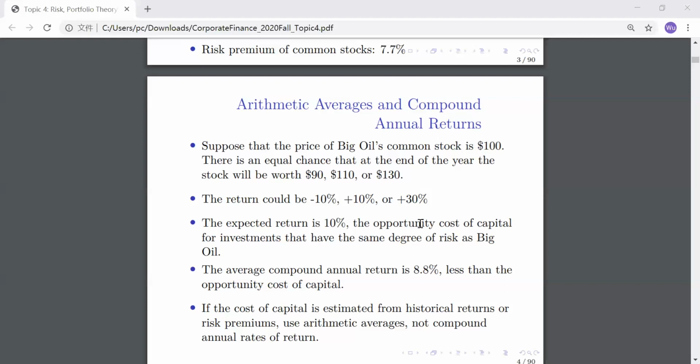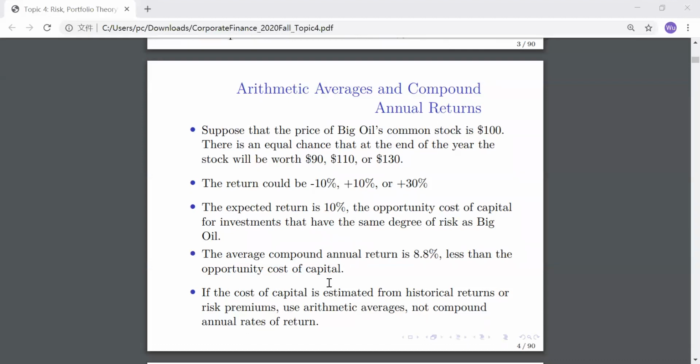So the takeaway is that we usually focus on using the arithmetic average. We use the arithmetic average to calculate the historical average, and sometimes use that as one way to think about future returns, or as a kind of signal for the opportunity cost of capital. If we want to use historical returns or risk premium to estimate the cost of capital, like we did in this example, where we used the average of -10, +10, and 30 to estimate the opportunity cost of capital, then we use the arithmetic average instead of the compound annual rate of return, because the compound annual rate of return is going to be lower than the opportunity cost of capital.